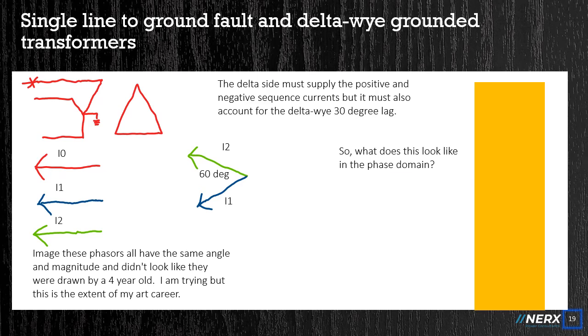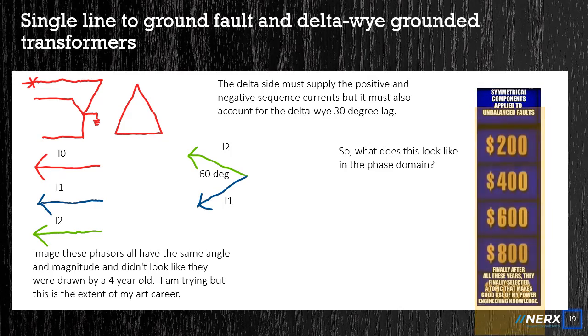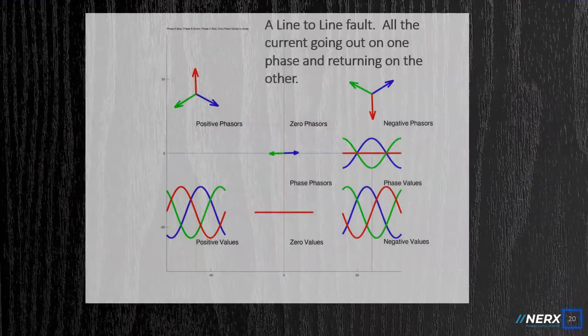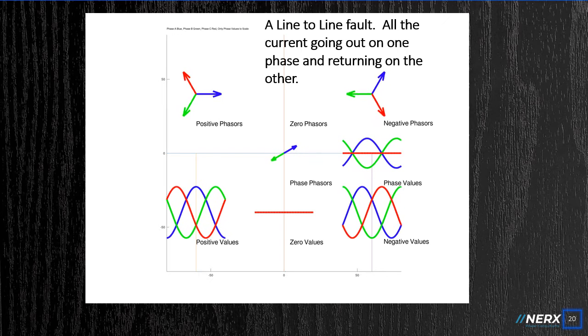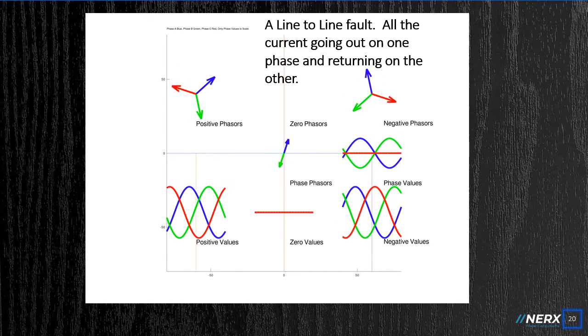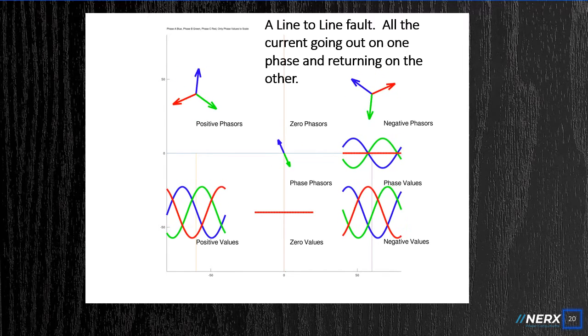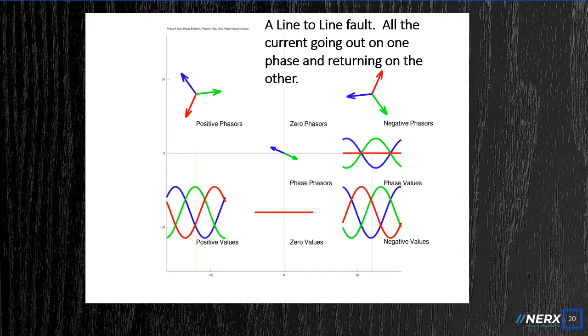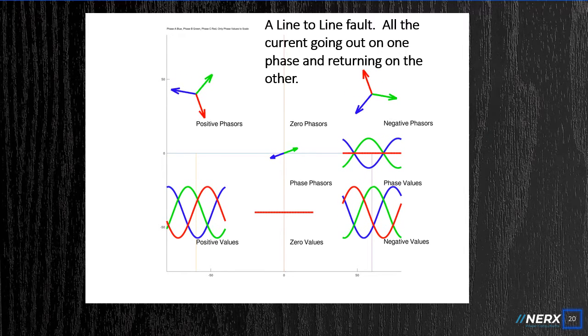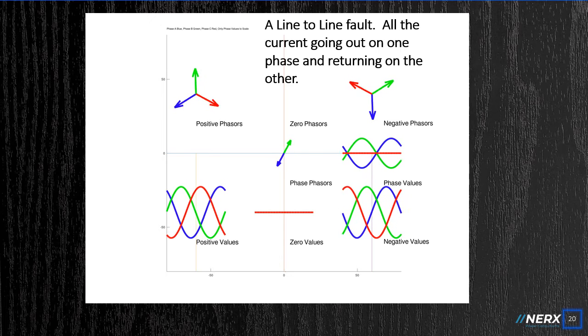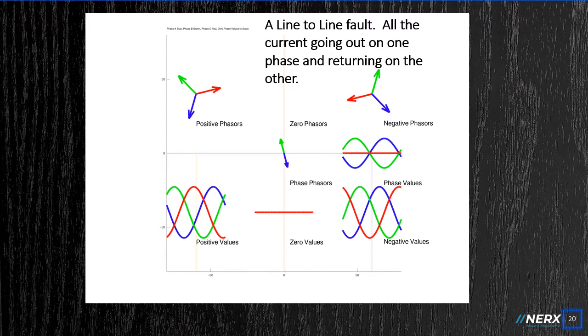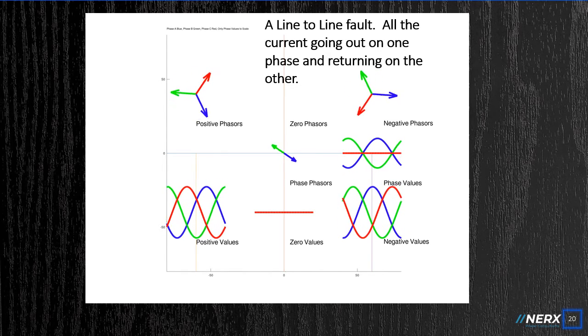So, what does this look like in the phase domain? The result of a fault on the Y side of this transformer that is supplying all the fault current is that the fault looks like a phase-to-phase fault on the delta side. A ground fault produced current that looked like a phase-to-phase fault on the other side of the transformer. Pretty unexpected.